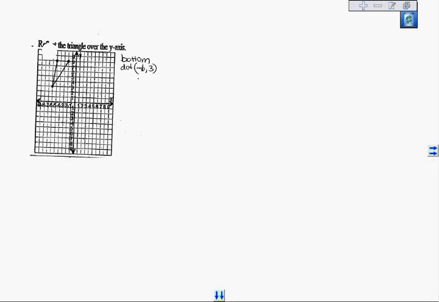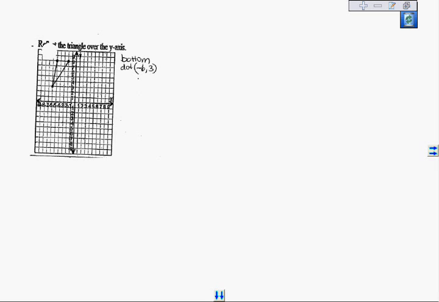Okay, reflections. We're going to check your homework. You have to remember that whenever you're reflecting over the y-axis, it's not the y that changes. It's the x. And I'll remind you why. But the first thing you need to be doing is writing down all of your coordinates.